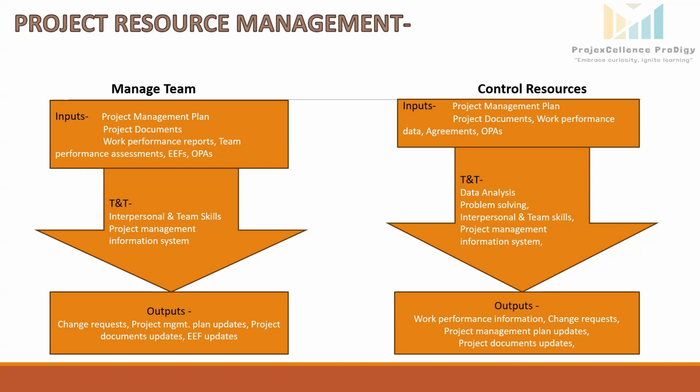OPAs, as organizational policies regarding resource control and assignment, can be referred to. Lessons learned repository from previous similar projects is referred to for this control resources process. Come to the tools and techniques. Various data analysis techniques are used, like alternative analysis, which identifies alternatives for resource allocation or usage when issues arise. Performance reviews compare planned versus actual resource utilization. Trend analysis predicts future resource performance based on historical data.